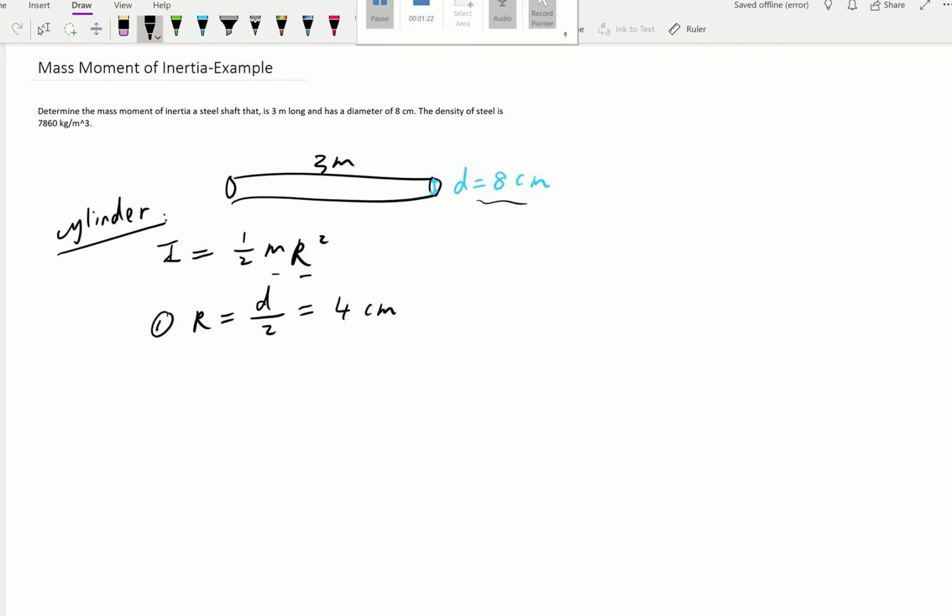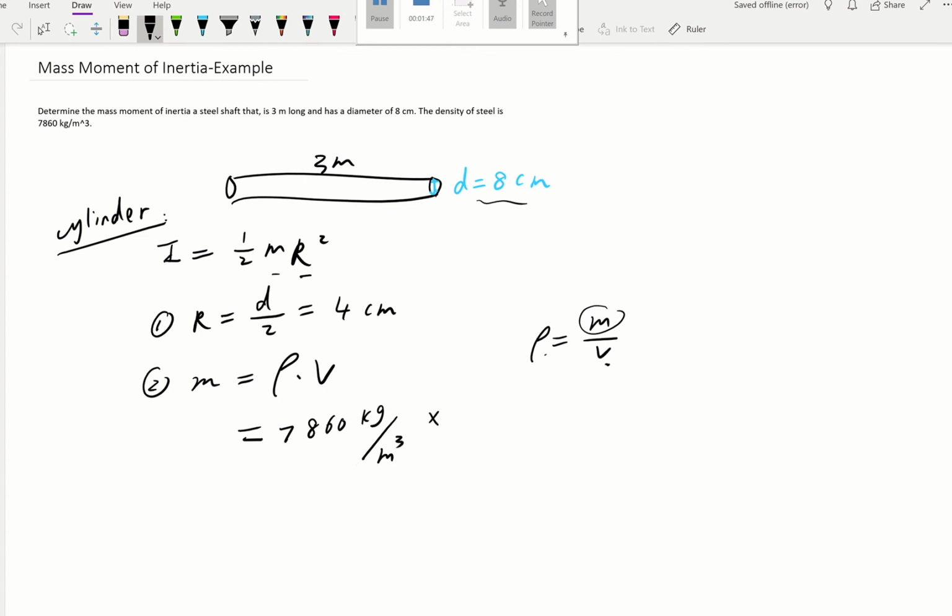So now the key thing needs to be solved. It's going to be the mass. We know the mass is the density times volume, right? Density is mass over volume, so mass is going to be density times volume. And the density is given. It's 7860, and that's steel. Kilogram per meter cube. That's density.